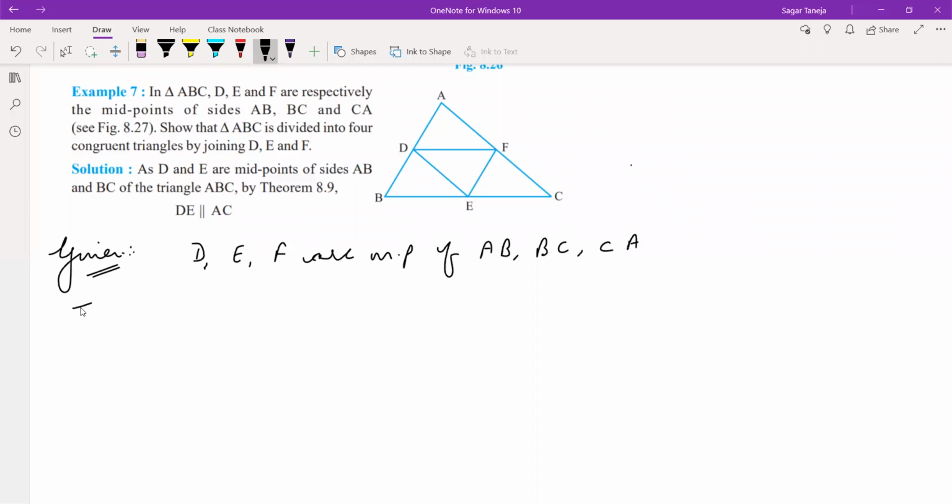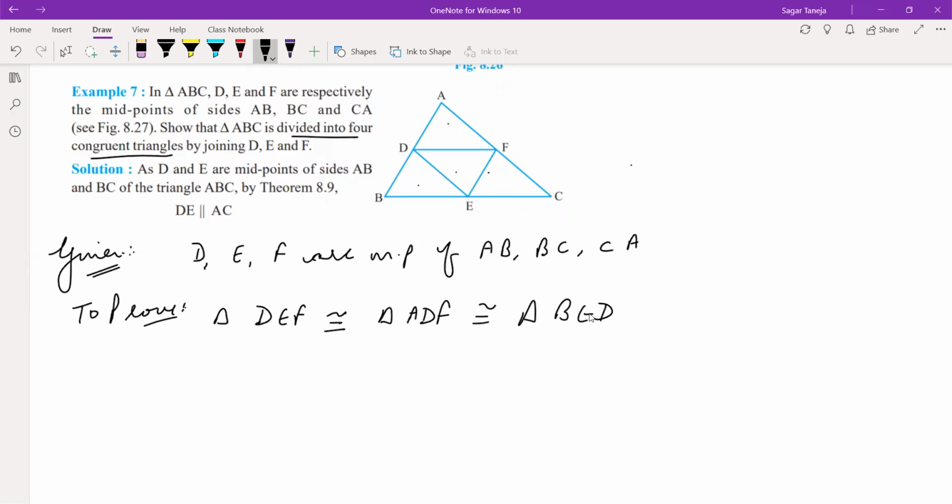Okay, so to prove that, here you are able to see 4 triangles: CEF, DEF, ADF, and BED. These 4 triangles should be congruent to each other. This is written here: triangle DEF is congruent to triangle ADF, is congruent to triangle BED, is congruent to triangle CEF. So how can we prove this?